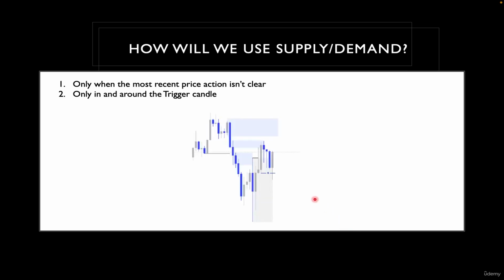And it will look something like this. Bullish trigger candle here, bullish sweep. And as you can see, I've just marked out the interaction zones between supply and demand.